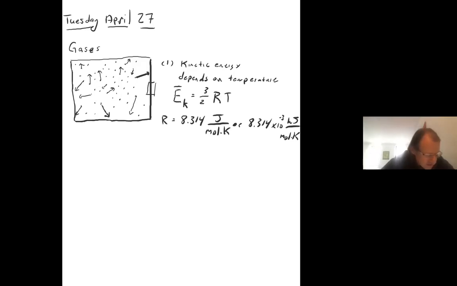So what that tells us is that the average, remember, these are all moving at their own speeds. So some are moving faster, some are moving slower. So there's an average speed that they're moving, right? The average kinetic energy that these gas molecules have is very simple. It's 3/2 times R, where R is this constant here, times the T.